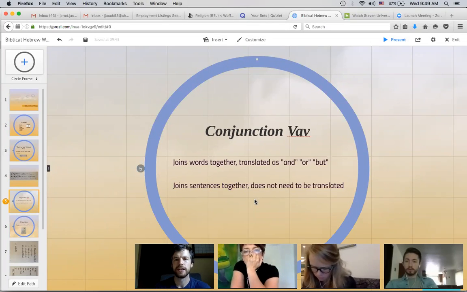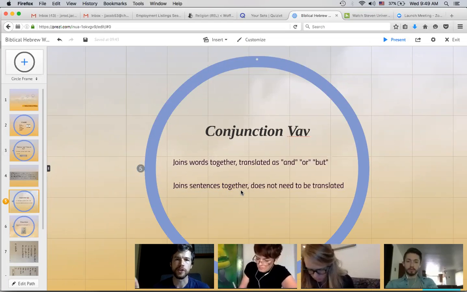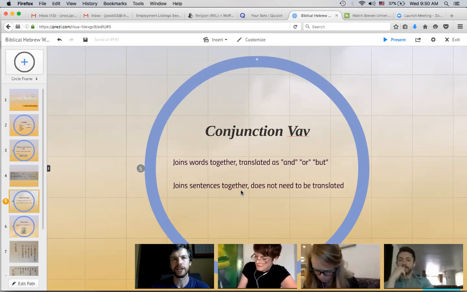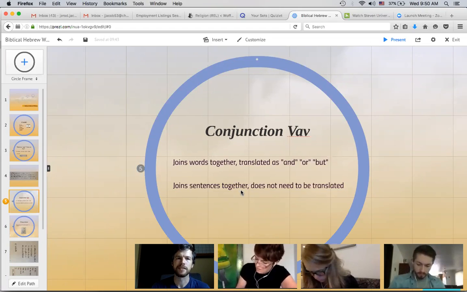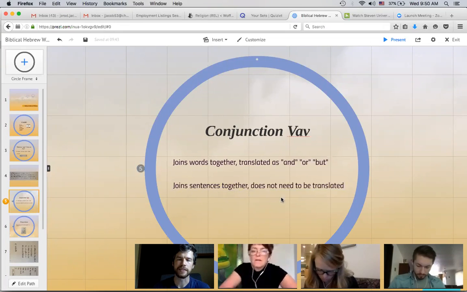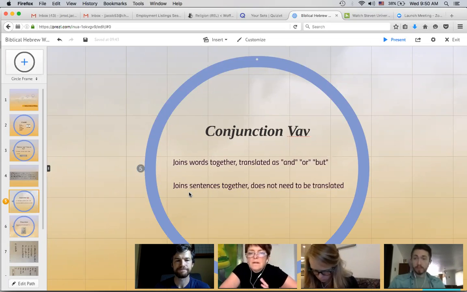The second function is to join sentences together. So Hebrew has no punctuation. There are no periods. There are no commas. There are no parentheses. Nothing at all. We just have all of these sentences that are joined together from the beginning of the book until the end of the book. The only thing that separates out sentences is the conjunction vav. Most sentences will have a vav in between them. So this is essentially functioning as a period in a sense. And you could translate it as and if you wanted to, but in English it's not necessary. So we can just put a period in and move on to the next sentence and not translate the vav.